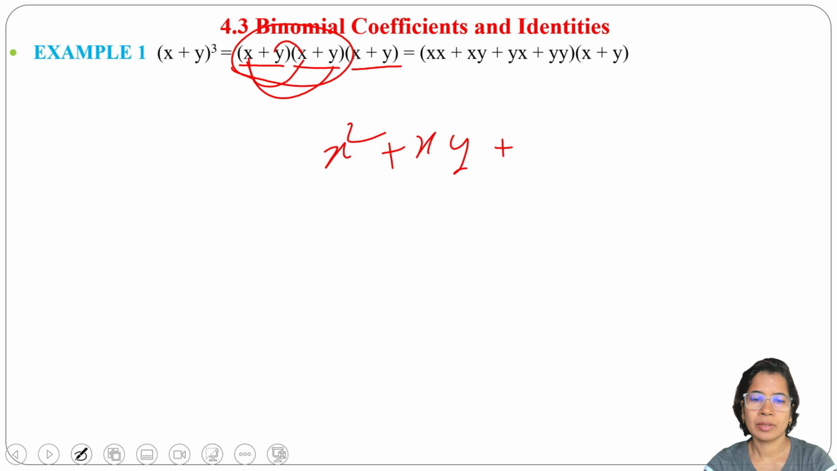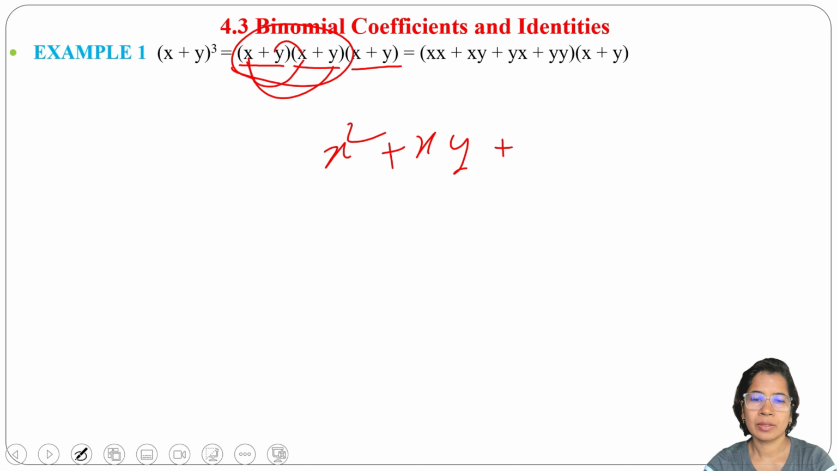Now C(4,0) is 1: 4 factorial divided by 0 factorial multiplied by (4 minus 0) factorial, that is 4 factorial. These two will be cancelled, so it is 1, x power 4. Plus C(4,1) is 4: 4 factorial divided by 1 factorial multiplied by (4 minus 1) factorial, 3 factorial. So 3 factorial will be cancelled and you will get 4. So 4 x power 3 y.